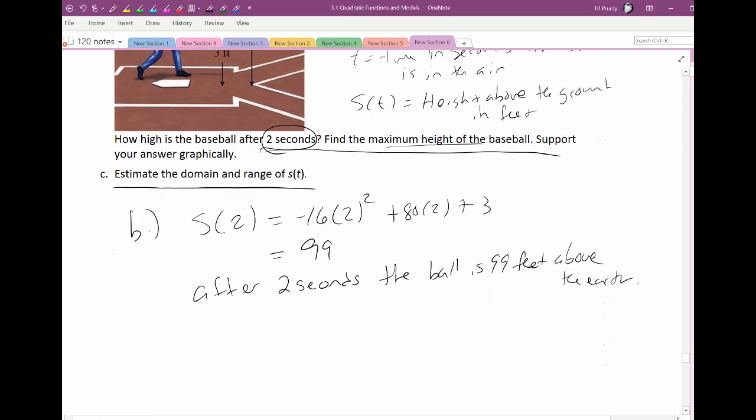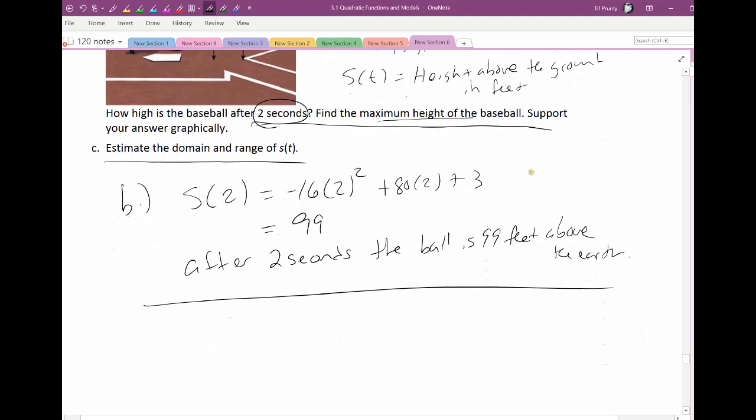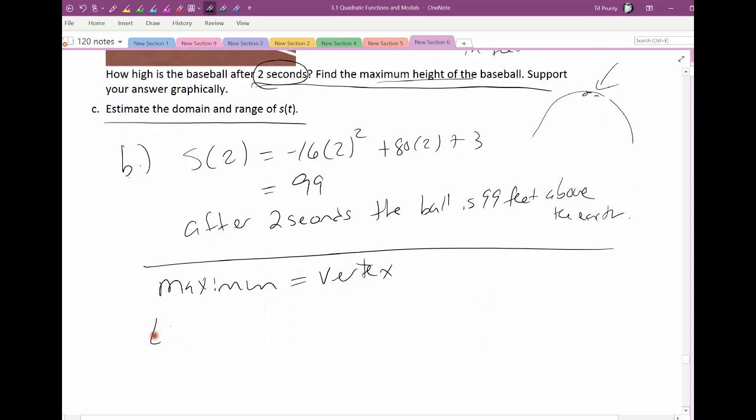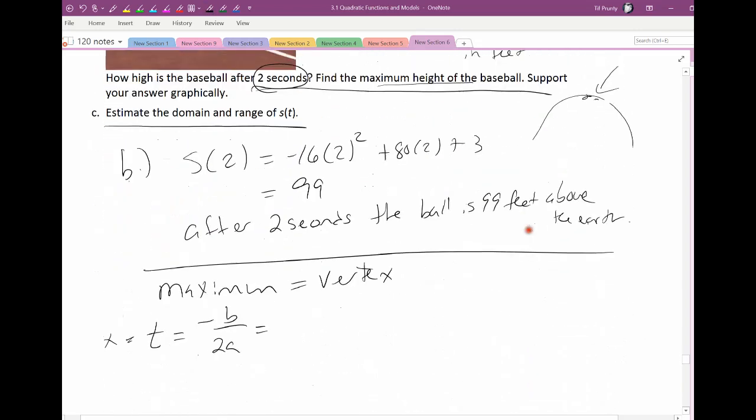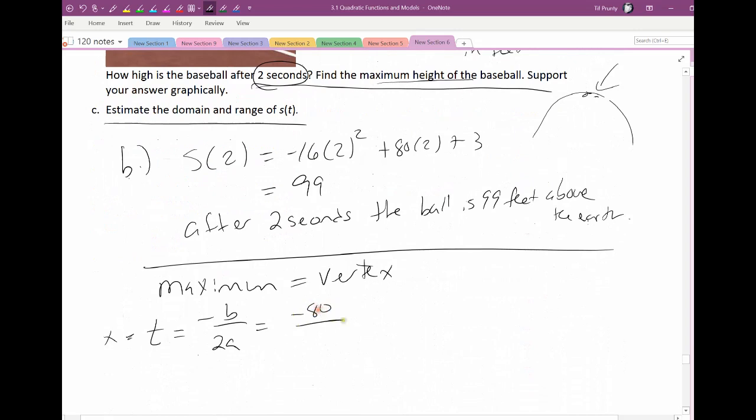Alright, now the maximum. Remember, it's going to go up and come down, so we do have a maximum height that's going to occur at the vertex. And so I've got to find the vertex. The maximum is the vertex. And so we find the vertex by finding the t value, which is the x value. It's the opposite of b over 2a. Alright, so the opposite of b, which was 80, is negative 80.